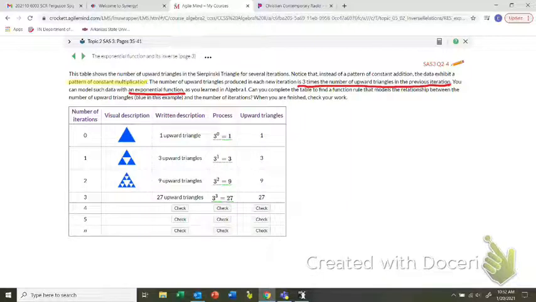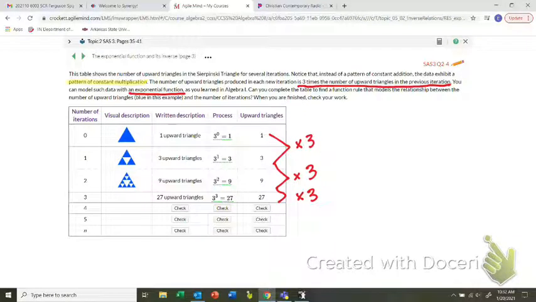All right, so on number 2, it asks us, what pattern do you notice in the number of upward triangles? Well, what does it tell us? The data exhibits a pattern of constant multiplication. That is because from 1 to 3, I'm multiplying by 3. From 3 to 9, I multiply by 3. 9 to 27, I multiply by 3.